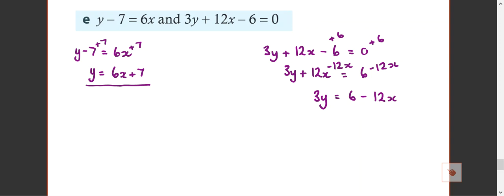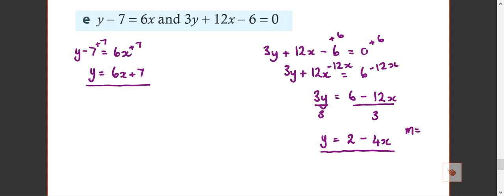What would be the next step then? Divide it by 3, because we want 1y, so we'd divide that by 3, and we'd divide that by 3. So we get 1y. What's this side if we divide by 3? 2 minus 4x. So that wasn't too bad. So we've now got two equations in gradient intercept form. This one, are you happy it's in gradient intercept form? What is m on this one?